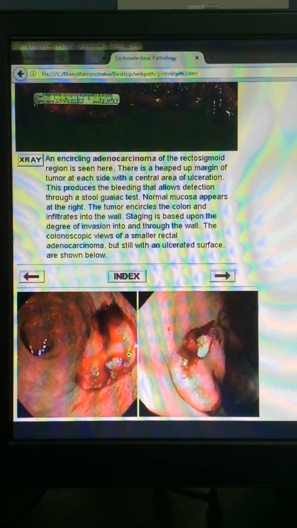This is an endoscopic view of colonic adenocarcinoma. This is the lumen of the colon and the normal adjacent mucosa here, with this fungating and bleeding mass within the colon lumen. It represents colonic adenocarcinoma.